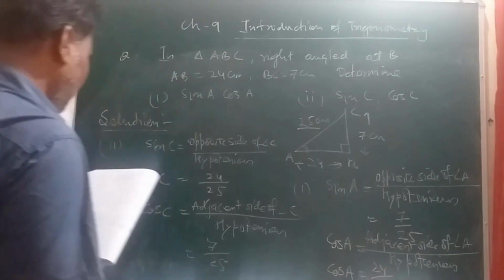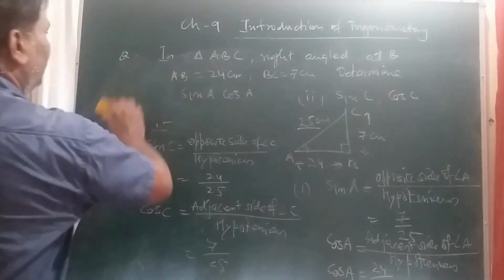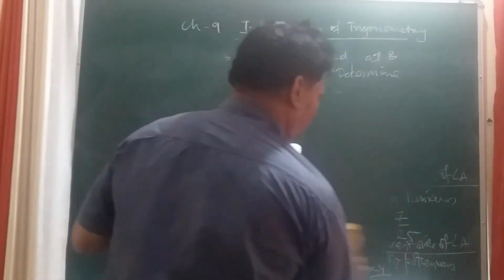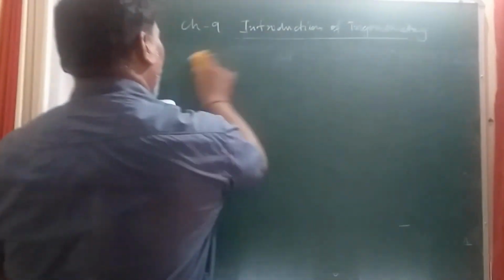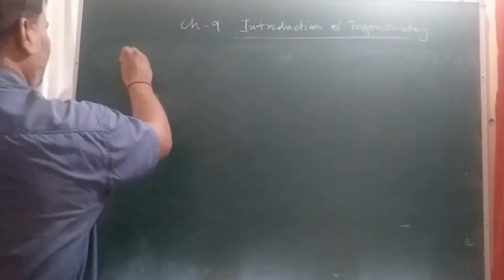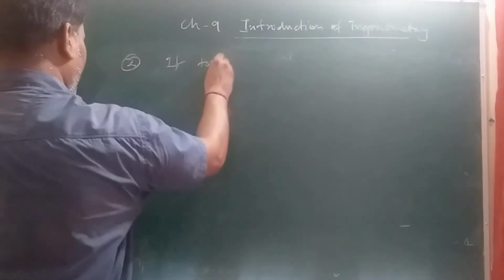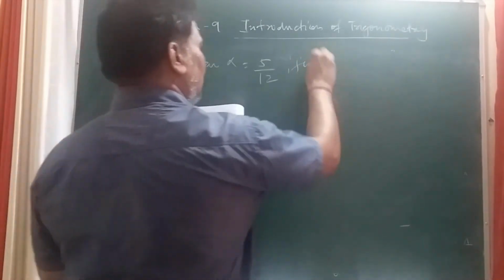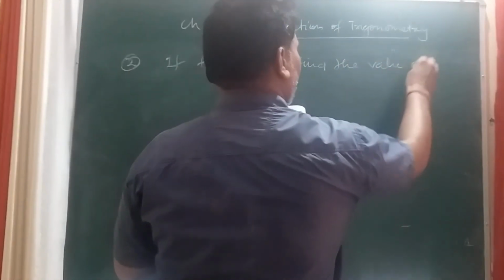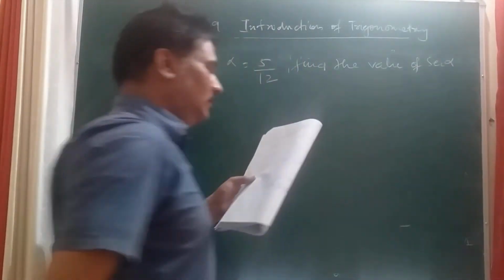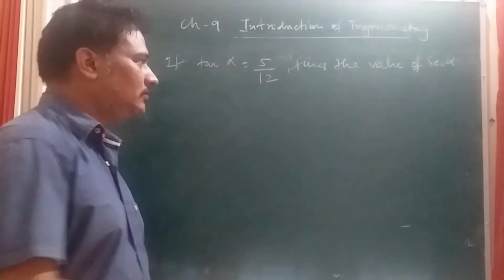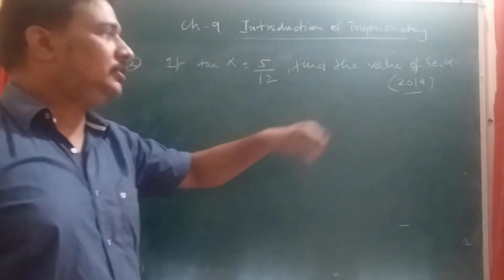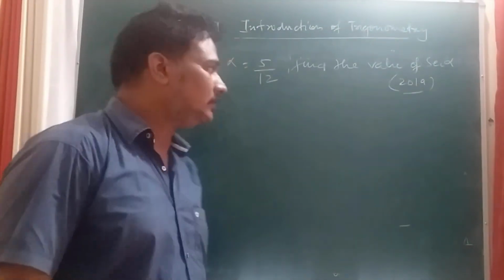Okay, now another question based on trigonometric ratios is: if tan alpha is equal to 5 by 12, find the value of sec alpha. This is a very important question. It came in 2019 in board examination.